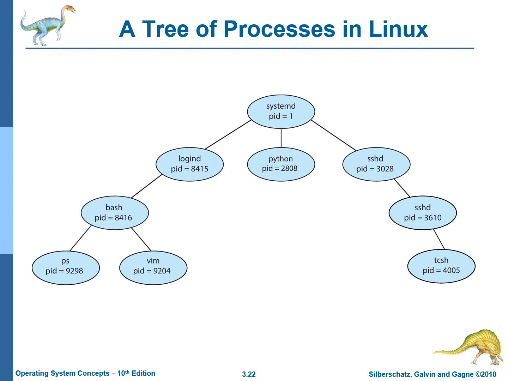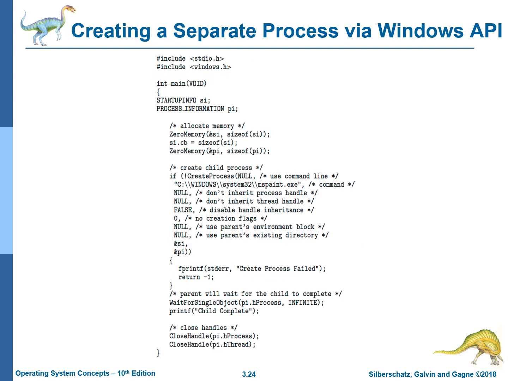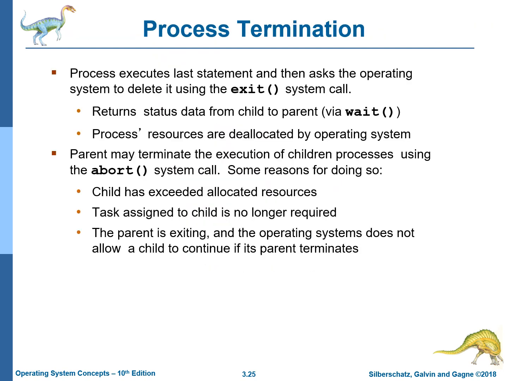This is a tree of processes in Linux. And C program forking separate process. This is how we can create a separate process via Windows API. Okay, so for process termination, process executes last statement and then asks the operating system to delete it using the exit system call. It returns status data from child to parent. Process resources are deallocated by operating system.